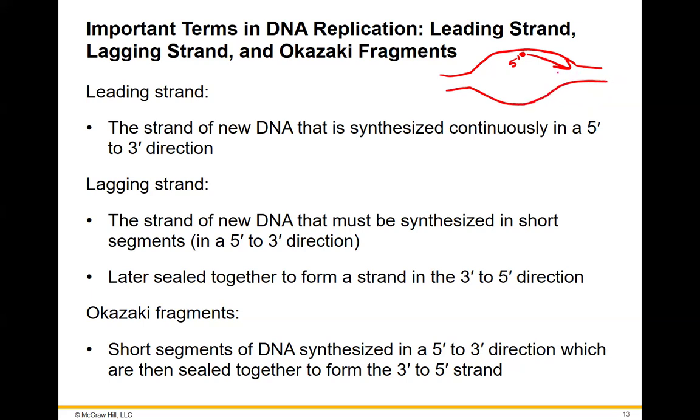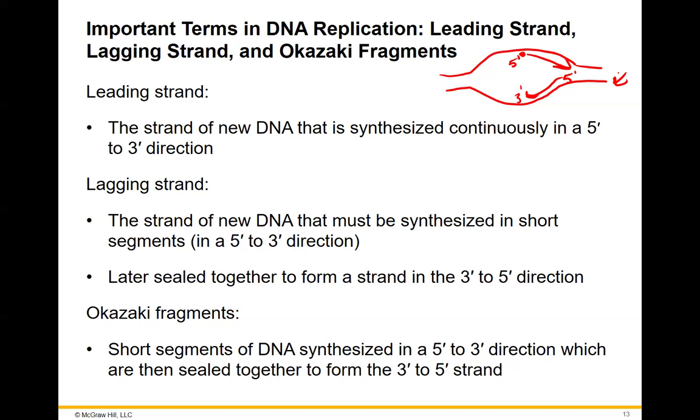The problem is that as you open up this replication fork more and more, you're exposing more and more of this bottom strand where you can start adding nucleotides. Remember, it's the opposite, like two roads going in different directions, 5' to 3'. Then as you open up more, you add another little piece, and you just keep doing that, making little pieces.